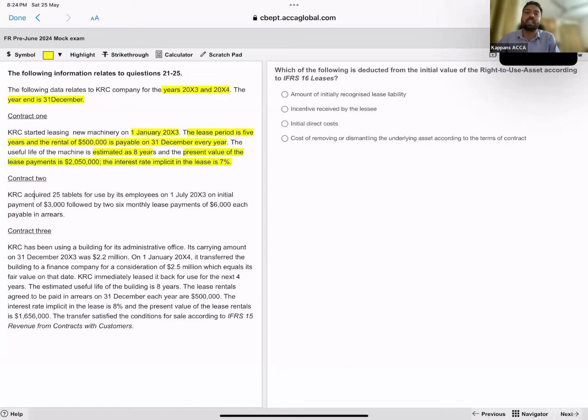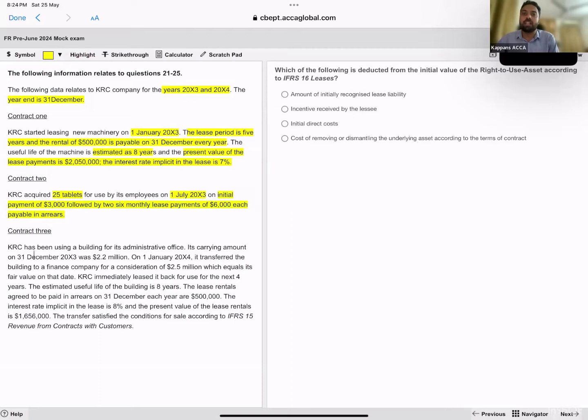Contract 2, KRC acquired 25 tablets. So tablets are office equipment. So this is a low value lease. And this was in July X3. So not at the beginning of the year. It is during the year. So we'll have to time proportion in case of annual lease payment. The initial payment was 3,000 followed by 2 monthly lease payments of 6,000 each payable in arrear.